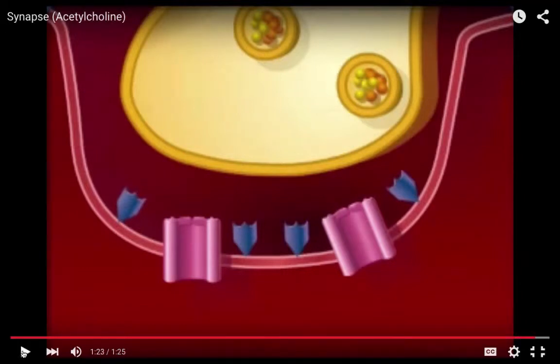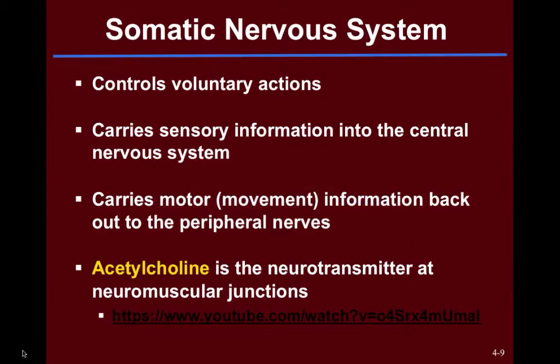So that's how that process would be happening if you were moving your hand or moving your legs or moving any kind of muscle fiber in your body. Here we see the end of a neuron connecting to muscle fiber, and we see that same process of transmitting information along the ends of the axon terminals. Okay, so that's our somatic nervous system.